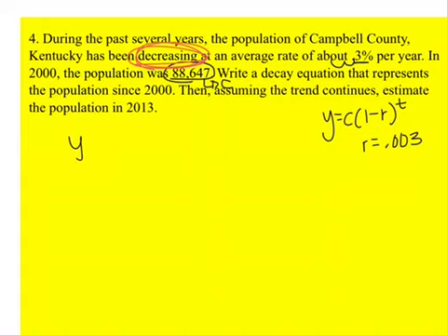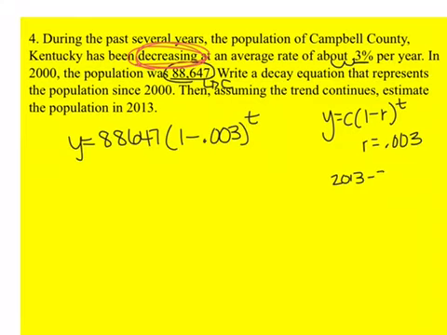I get y equals c was 88,647 times 1 minus my rate, all to the t power because we're writing an equation that has to do with time. So I need to figure out what number I'm going to plug in to find my population in 2013. So I need to figure out how much time has gone by. Well, from 2013 to 2000, 13 years have gone by. So I'm going to now plug 13 in for that t value.